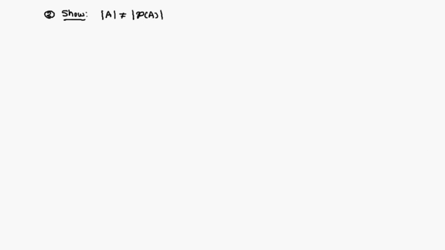All right, so let's prove it by contradiction. So line number 1: we're going to just assume, for the sake of argument, the opposite of our conclusion. Let's say the cardinality of A is actually equal to the cardinality of the power set of A. So this is just our assumption.